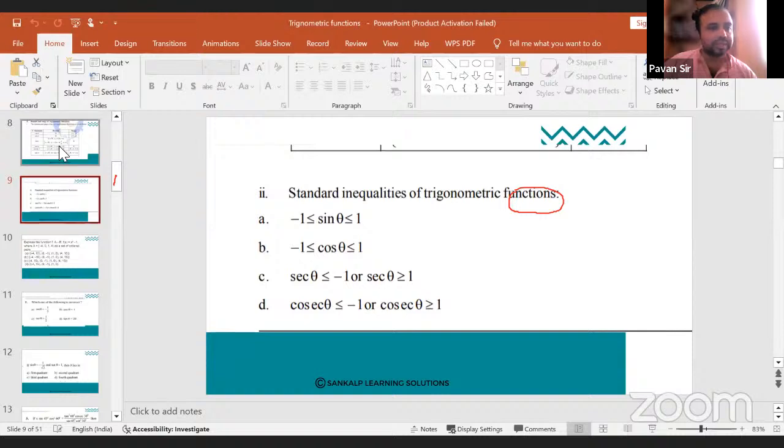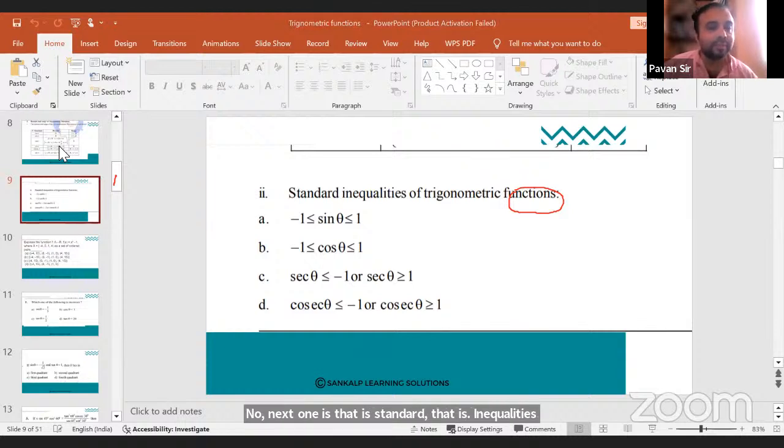Now, next one is the standard inequalities of the trigonometric functions. Inequalities in the sense where the sine function lies between what? Inequalities in the sense it may be equal to or it may be less than. That is what we call inequalities.